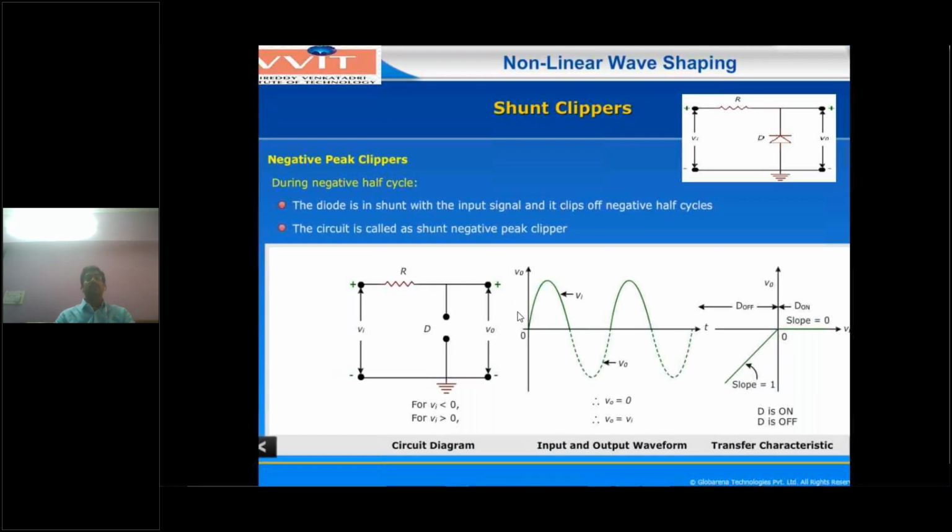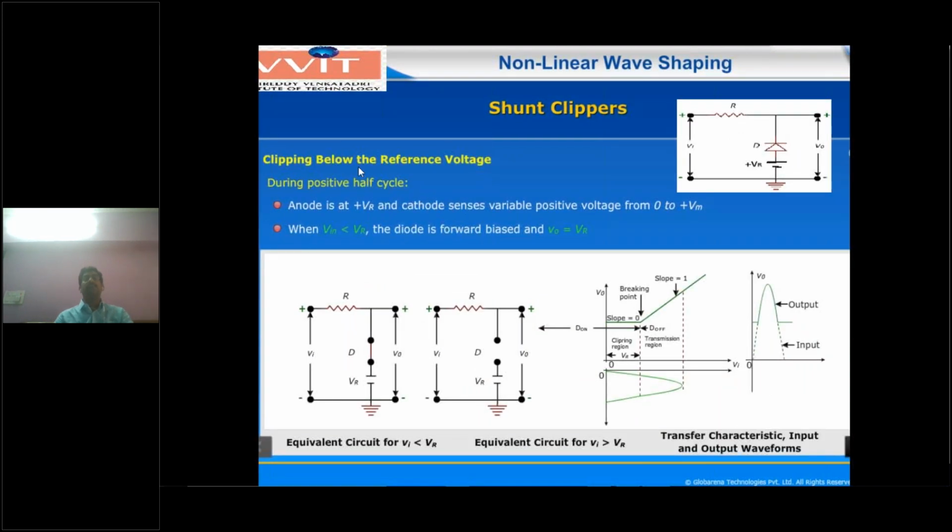Similarly, the next one uses a reference voltage, clipping below the reference voltage. Now the diode will be in reverse bias condition. Here plus VR, the reference voltage, is applied. What are the conditions to be considered here? There are two conditions. One is Vi less than VR, and the second is Vi greater than VR. First, the condition Vi less than the reference voltage.